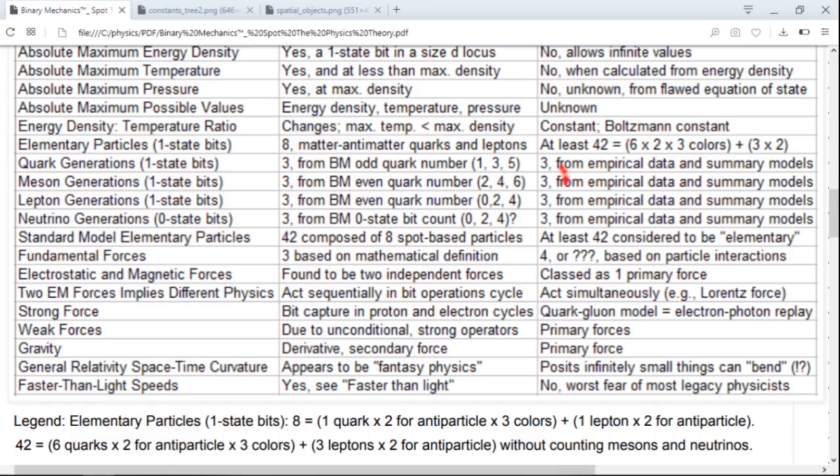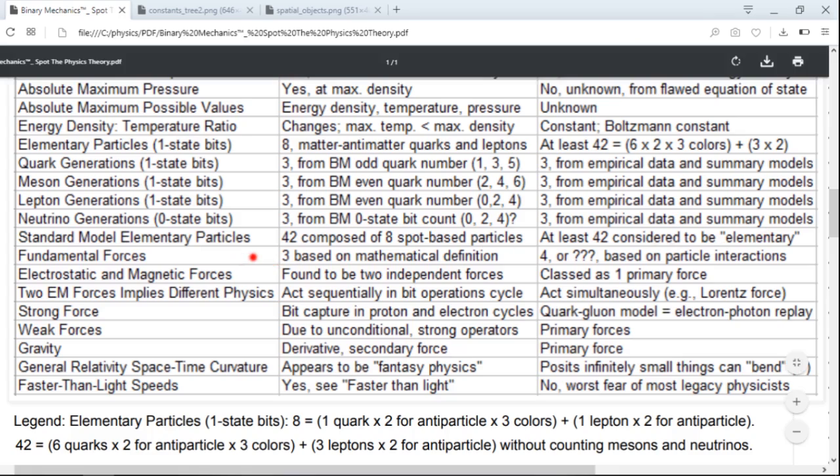We have the same 3 generations recognized in your standard model, and this is based upon empirical data and summary models rather than a precise mathematical definition showing the compositions of all of these particles from the 8 truly elementary particles. So the standard model elementary particles are 42, composed of the 8 spot-based particles, whereas 42 are considered to be elementary in your standard model.